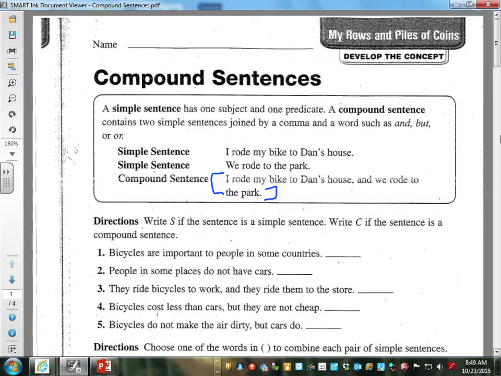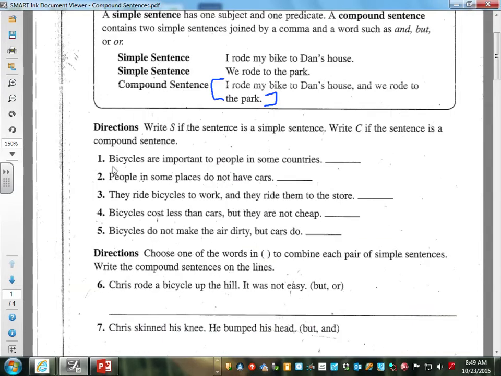So before we move any further, I want us to see if we can identify a simple sentence and a compound sentence. So let's look at our examples 1 through 5. Number 1 says, bicycles are important to people in some countries. Is this a simple sentence or is it a compound sentence? Simple. It is a simple sentence. It's a simple sentence because it is one complete thought. It's telling you that bicycles are important to people in some countries. You can't pull that sentence apart and have more than one thought. It's just one thought.